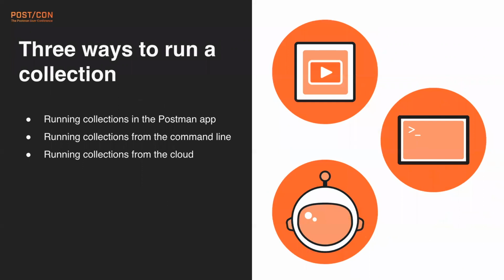So there are 3 ways to run a collection within Postman. We can run them through the Postman app in the Collection Runner. We can run them in the command line from Newman, and we can run them in the cloud with Postman monitoring. We'll be covering all of them today.